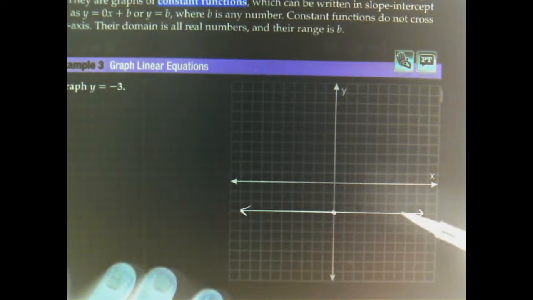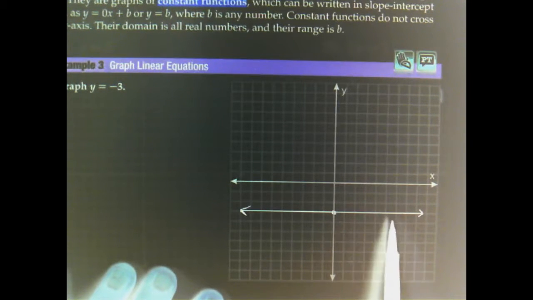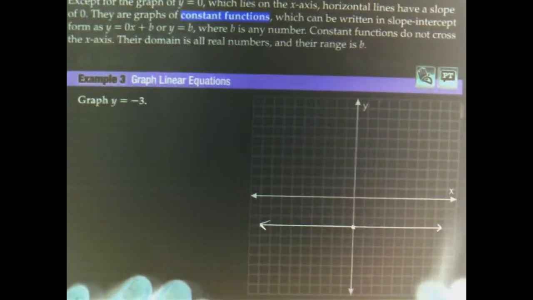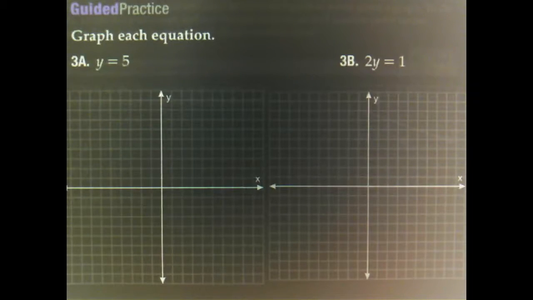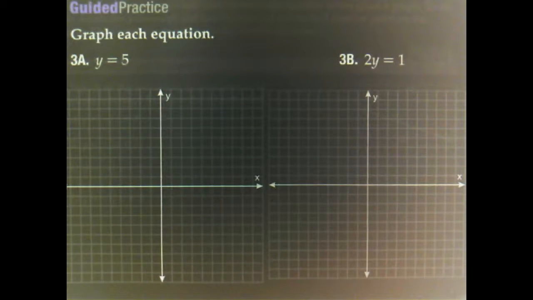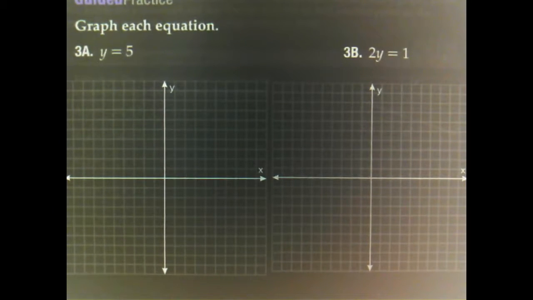Again, we call it a constant function because the value doesn't change. No matter what I plug in for x, 1, 2, 3, 4, 5, the value is always negative 3. So it is constantly negative 3. That's why it is a constant function. Go ahead, take a minute if you need it to try 3a and 3b, and I'll be back to show you these ones.